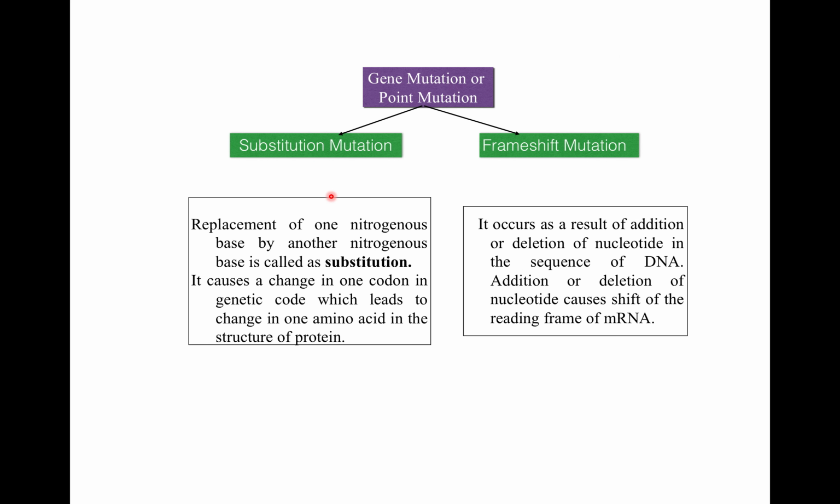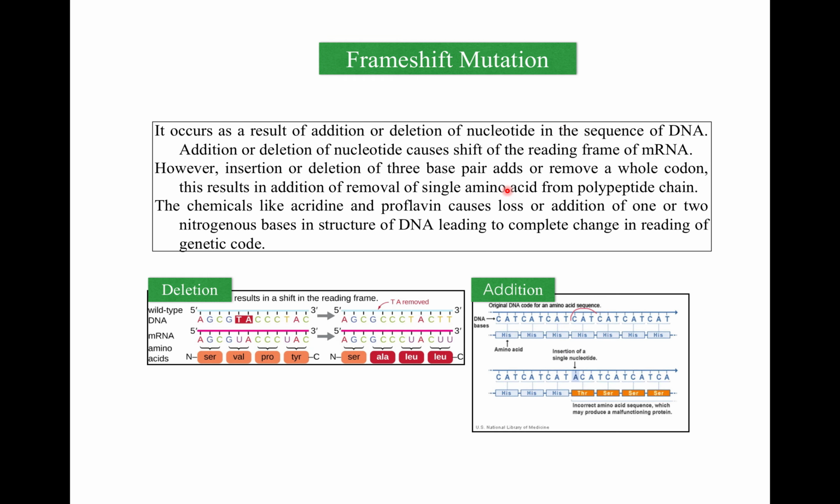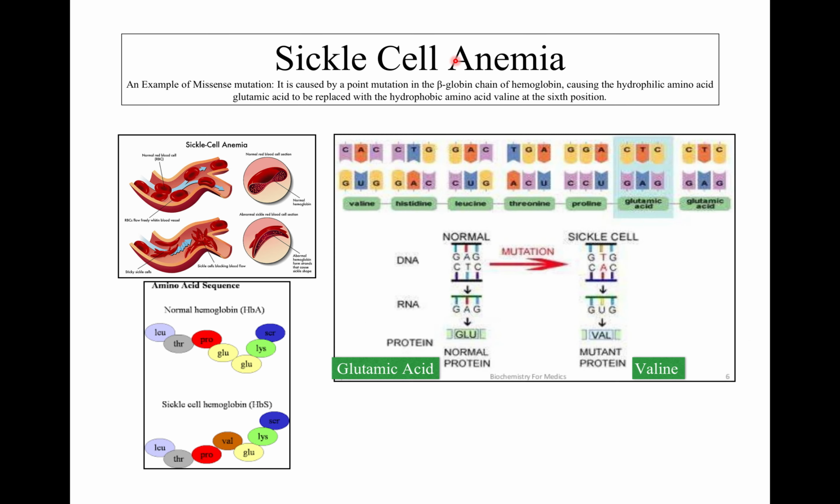So in today's lecture, I discussed what is point mutation, then I discussed what is substitution and frame shift mutation. Then substitution mutation can be due to transition or transversion. Then frame shift mutation due to deletion or addition. Then on the basis of translational property, point mutation can be of three types: silent, missense, and nonsense. An example of missense mutation is sickle cell anemia.